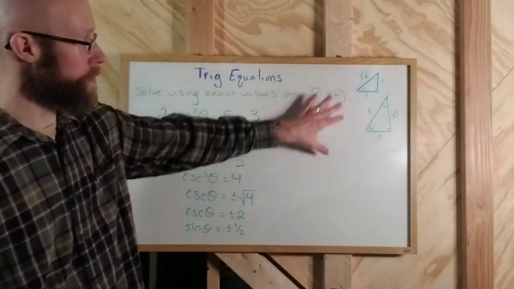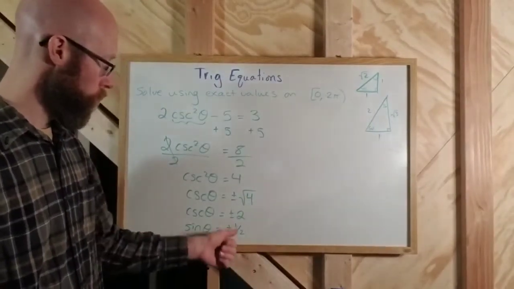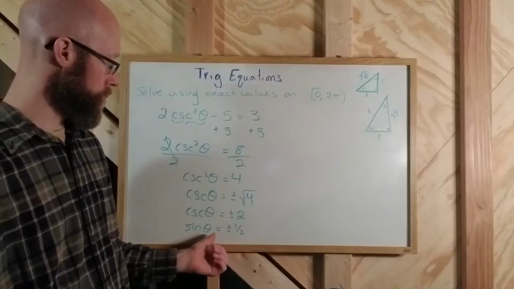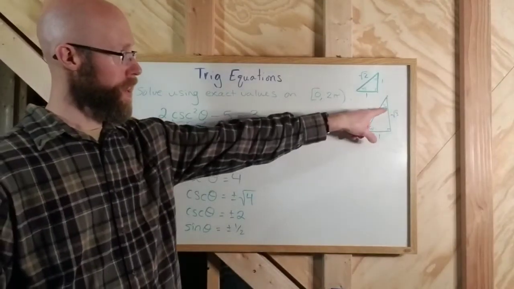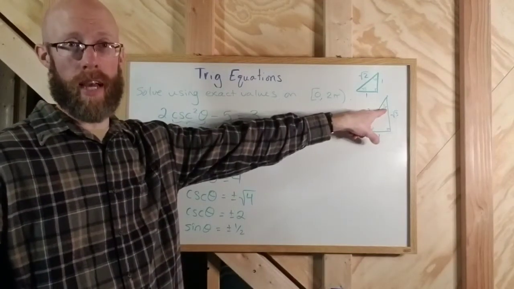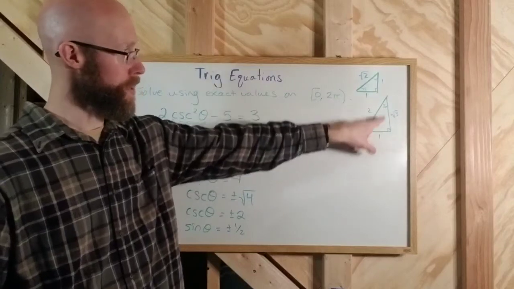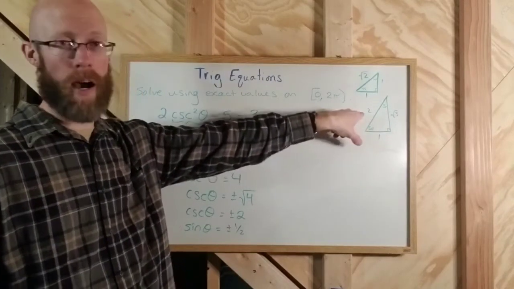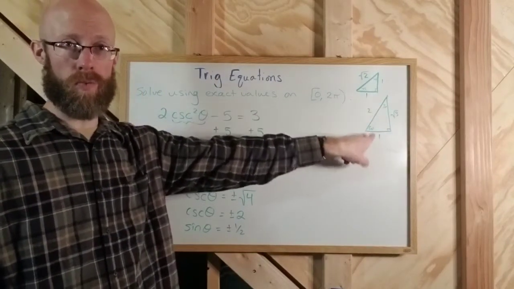Once we have this in terms of the sine, I can then go to my special triangles. Well, 1/2 is the sine of an angle. It's the 30-degree angle, right? Because the sine is opposite over hypotenuse, and the sine of 30 is 1/2.